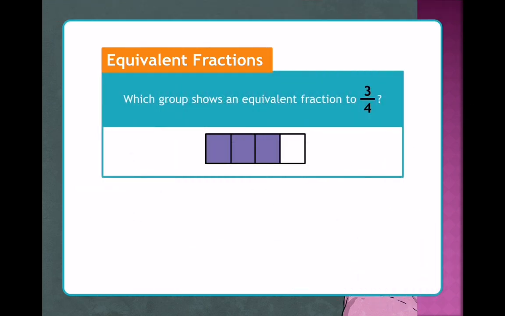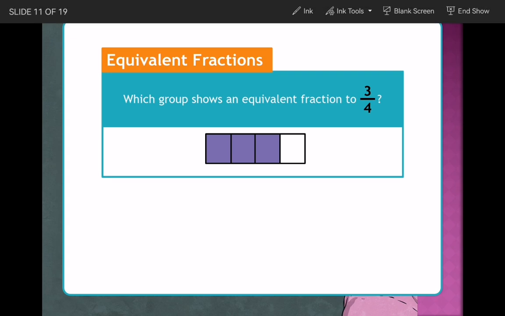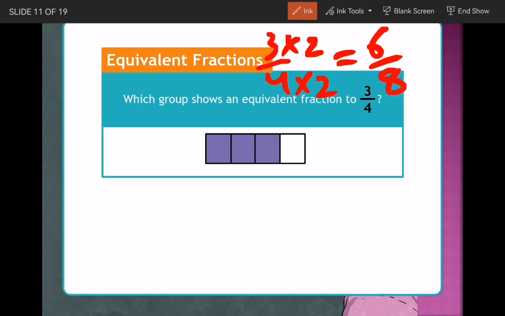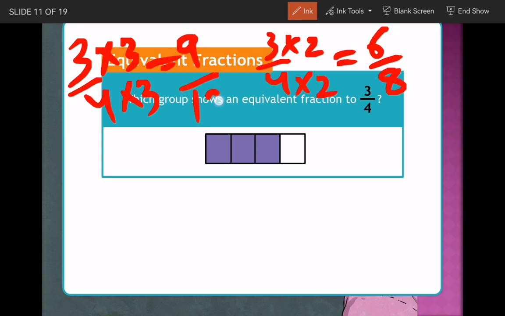What about 3/4? What are the fractions that are equivalent to 3/4? Let me check this. For example, 3/4 times 2 up, times 2 down, it will be 6/8. This is one equivalent fraction. What else? 3 over 4, for example, times 3 up, times 3 down. It will be 9 over 12.